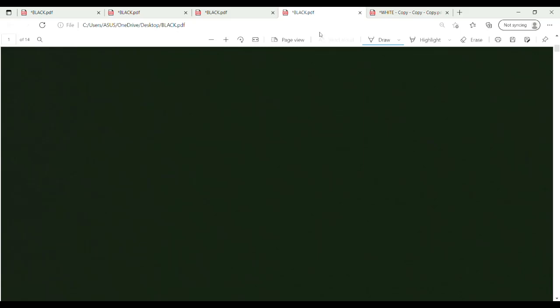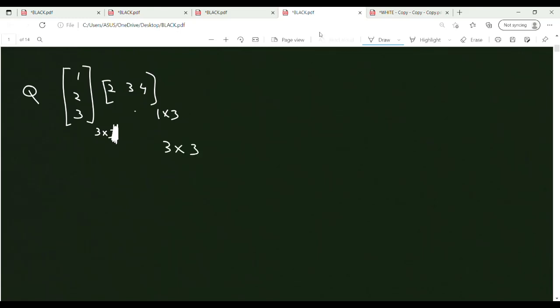Let's say we have to multiply 1, 2, 3 with 2, 3, 4. So it is a very nice question. We have to multiply this. Here we have the order of 3 cross 1 and here we have the order of 1 cross 3. So the resultant matrix will be a 3 cross 3 matrix.